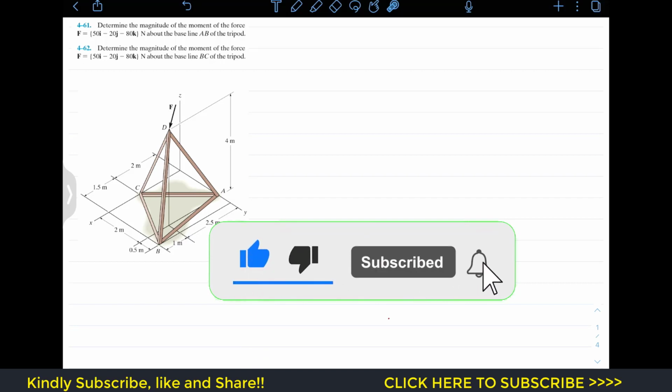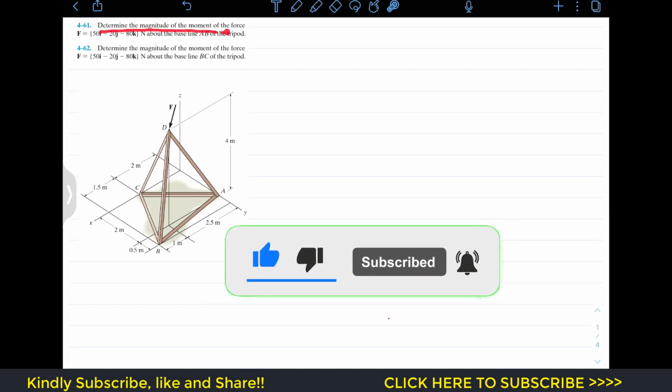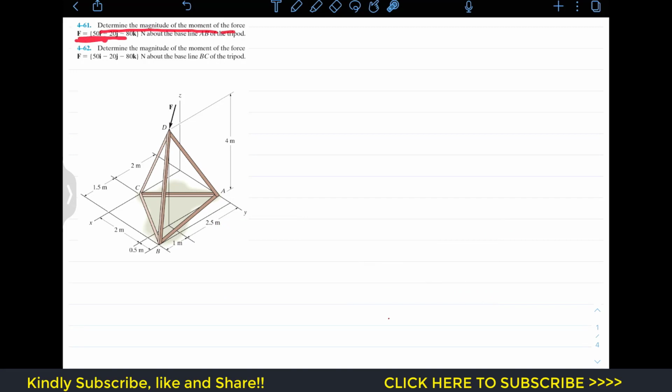Now we are going to solve these two problems, which say: determine the magnitude of the moment of the force F, which is given as a Cartesian vector, about the baseline AB of the tripod. And similarly, we are given the same force and we are asked to determine the magnitude of the moment of the force about the baseline BC. So we have to find the moment about this AB line and this BC line.